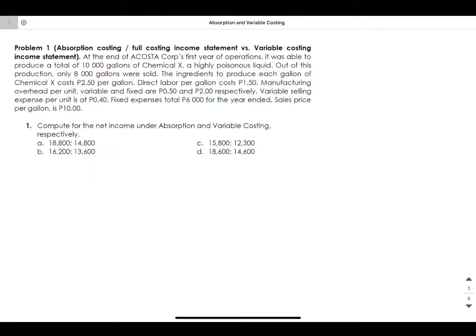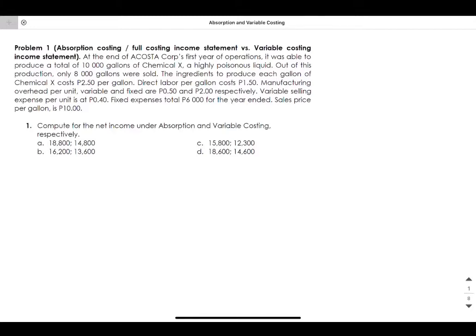Manufacturing overhead per unit, variable and fixed, are 50 cents and 2 pesos per gallon, respectively. Variable selling expense per unit is at 40 cents, while fixed expenses total 6,000 for the year ended. Sales price per gallon is 10 pesos.